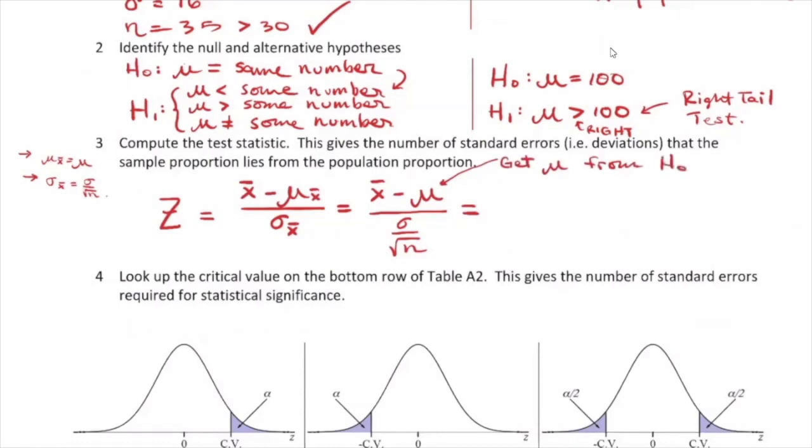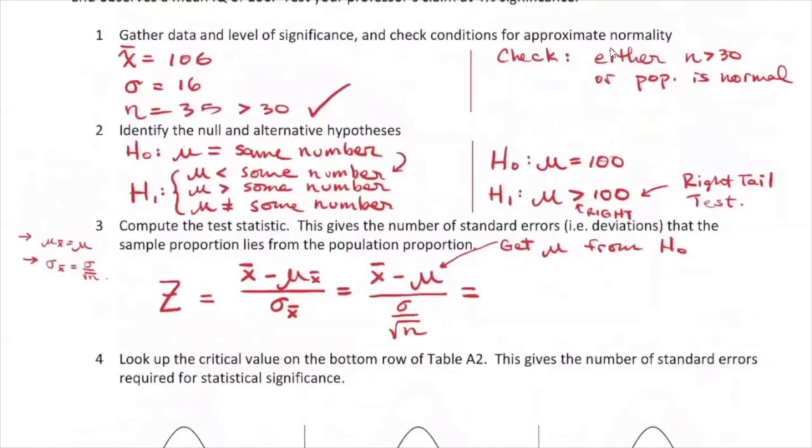Okay, so the sample mean was 106. We assume the population mean is 100. That's what it is for everyone else, so that's kind of a status quo assumption. Sigma was 16, and then you divide by the square root of n, which is 35.